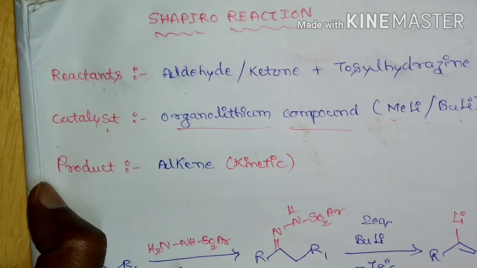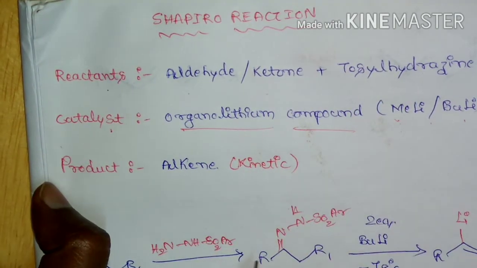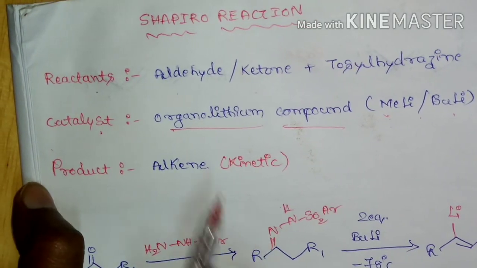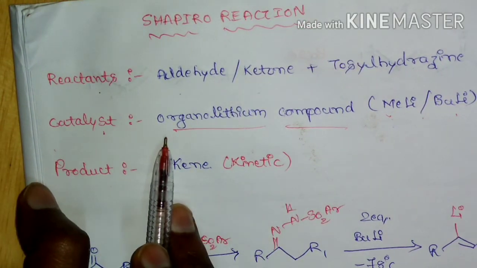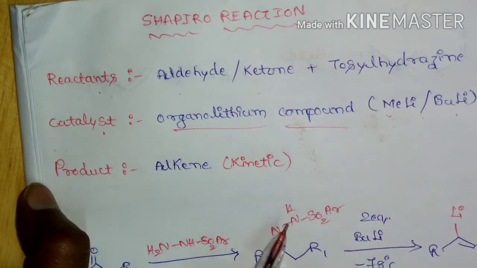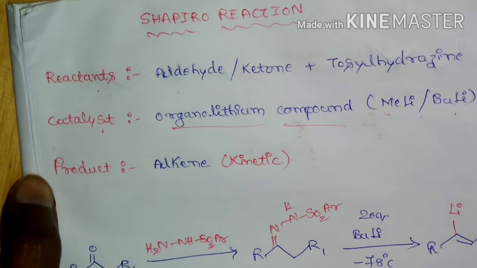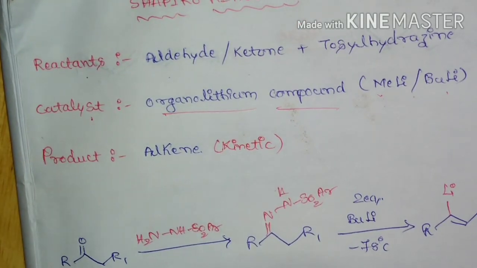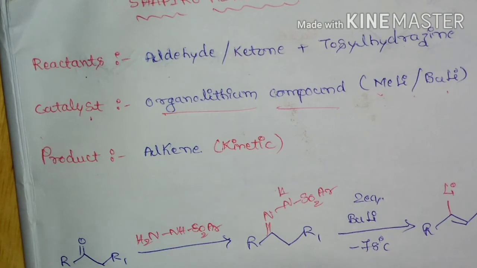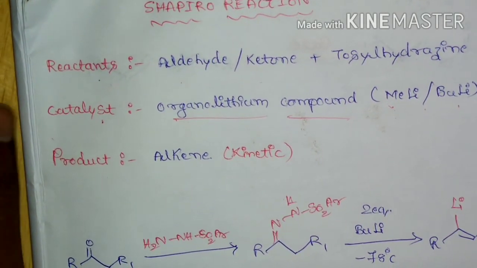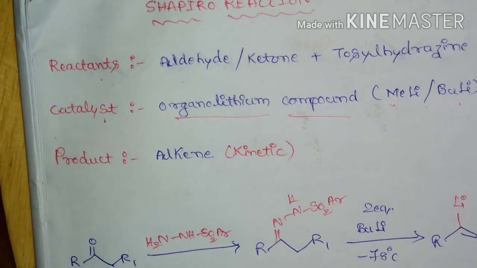Starting material is the same, aldehyde or ketone plus tosyl hydrazine, and it is going to form tosyl hydrazone, but the base used is an organolithium compound, that is methyl lithium or butyl lithium, and the product is also the same, alkene, but it is the kinetically controlled product. Okay, so that is the main difference between Shapiro reaction and Bamford-Stevens reaction.